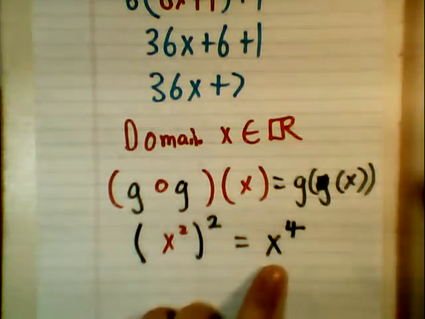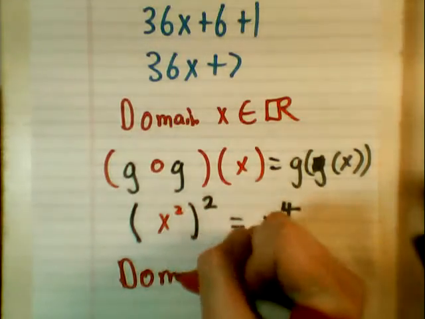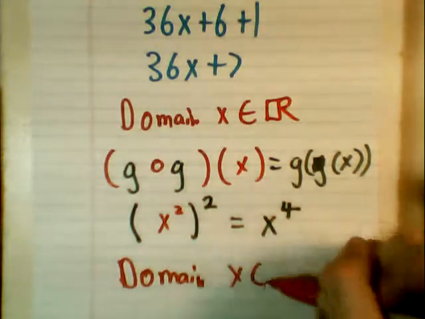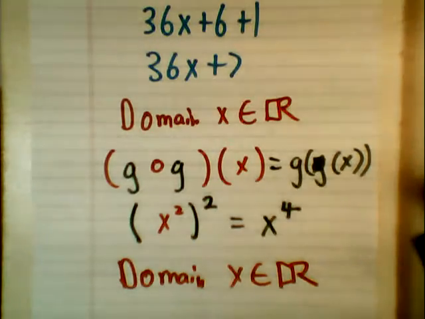And since it's not a rational, it has no restriction, and its domain is all reals, x is an element of the reals. And that is how you do composition.